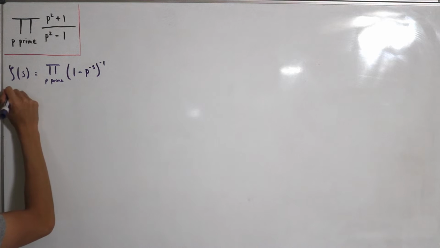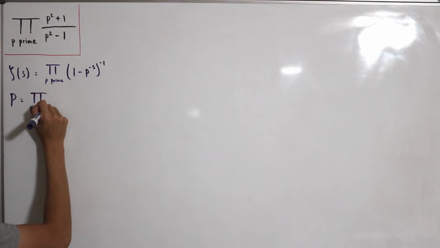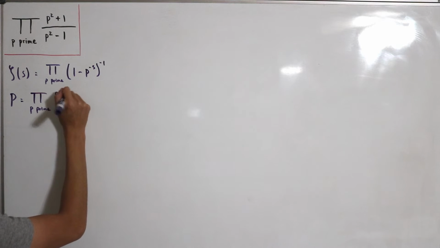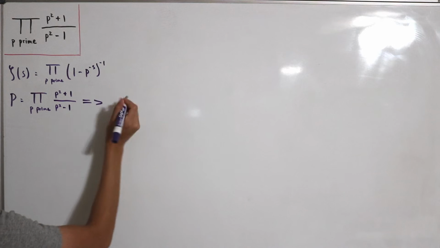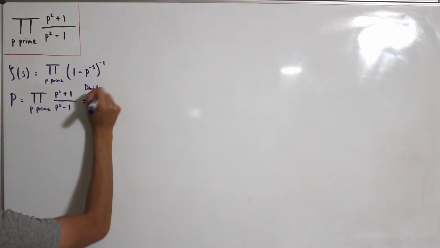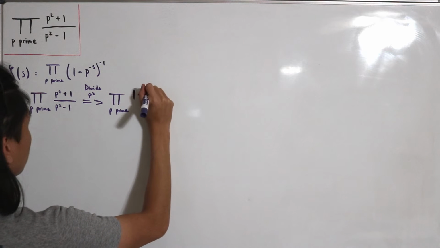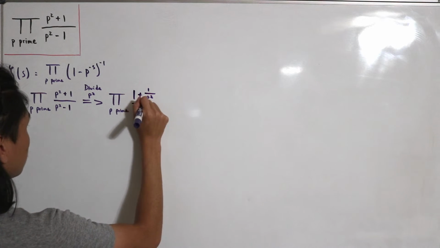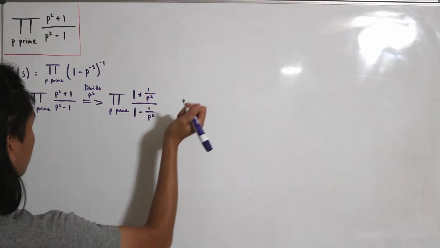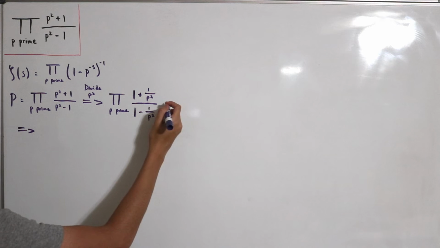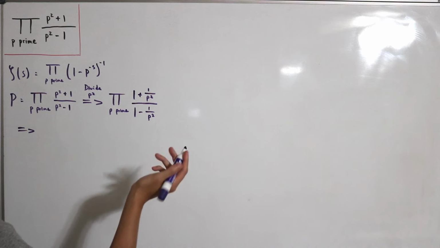So let's say that's our given, so p is prime, and we have (p squared plus 1) divided by (p squared minus 1). What I can do from here is divide everything by p squared, both the numerator and denominator, and we get 1 plus 1 over p squared, divided by 1 minus 1 over p squared. So what I can do now is multiply and divide, essentially multiplying by 1 but rewritten.